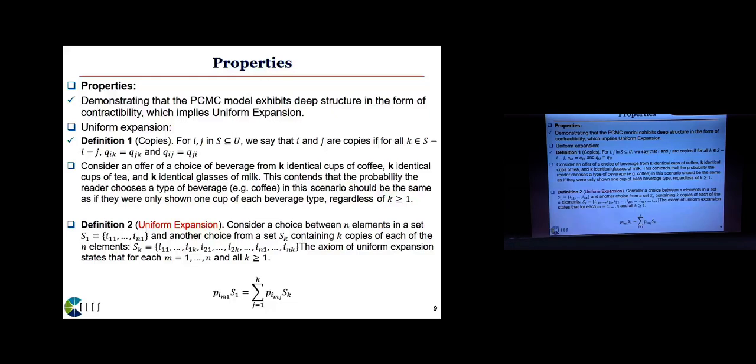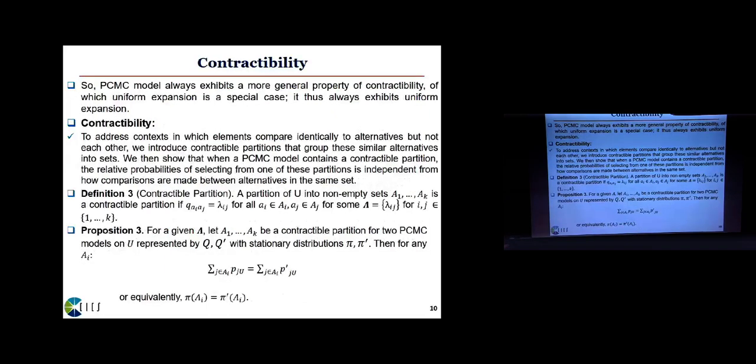Definition 2 is the uniform expansion. We consider a choice between an element in a set S1 from i1 to iN1 and another choice from a set SK containing K copies of each of those N elements. The axiom of uniform expansion states that for each M and all K greater than or equal to 1, we have this expression. So we conclude that the PCMC model always exhibits a more general property of contractibility, which means it always exhibits uniform expansion.